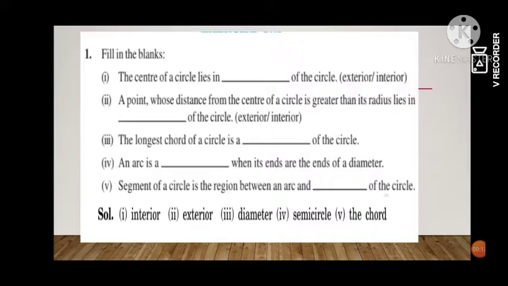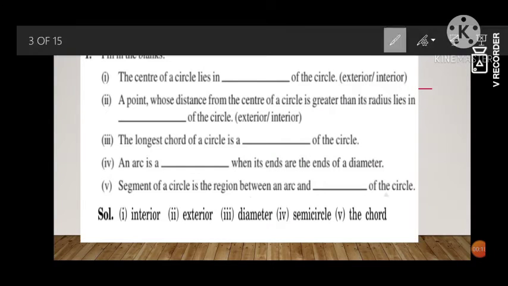In the first question we have: the center of the circle lies dash of the circle. The answer is interior of the circle. A point whose distance from the center of a circle is greater than its radius lies in the dash of the circle. The answer will be exterior of the circle.